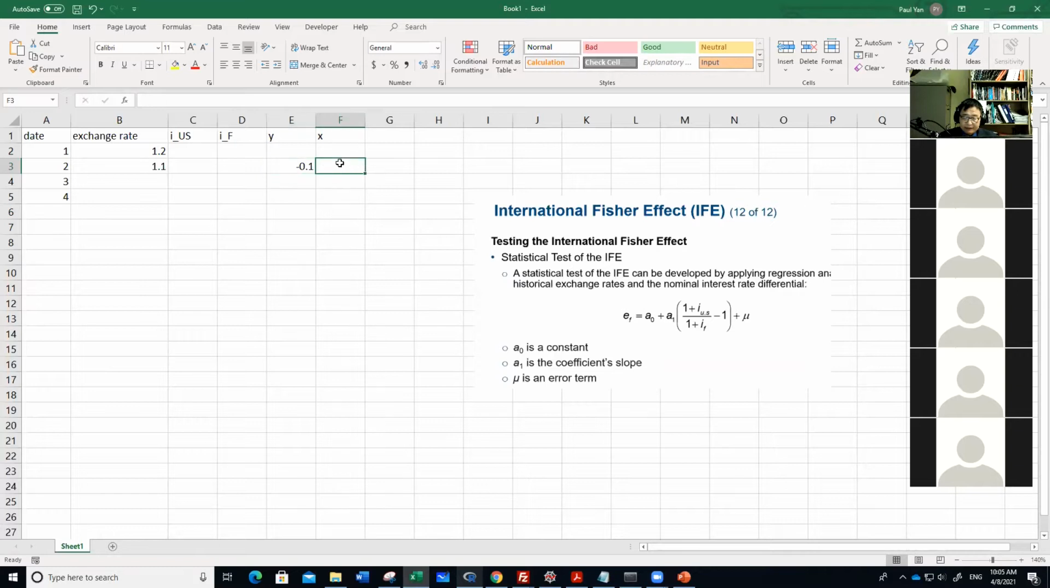What is X? Suppose I randomly pick some numbers: 0.05, 0.06, 0.04 and 0.035. Let's look at the value here. The value equals, in parentheses, 1 plus US interest rate divided by 1 plus foreign interest rate, minus 1.